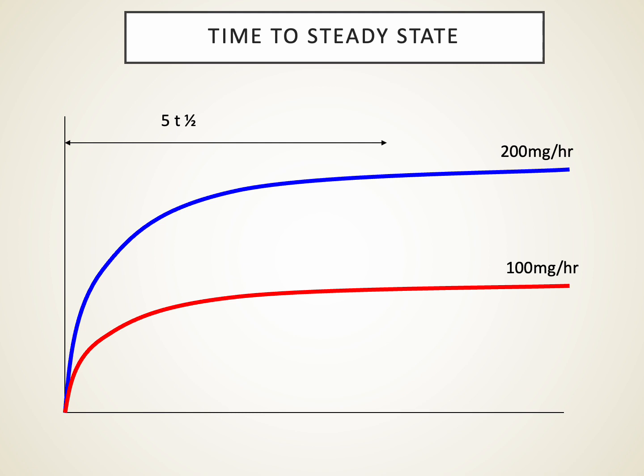You'll notice it took the same amount of time, whether it was 100 or 200 milligrams, for that line to level off. The level was higher with 200 milligrams than it was with 100 milligrams, but the point in time it took when the amount going in the body and leaving the body equilibrates is classically known as 5 half-lives or steady state.